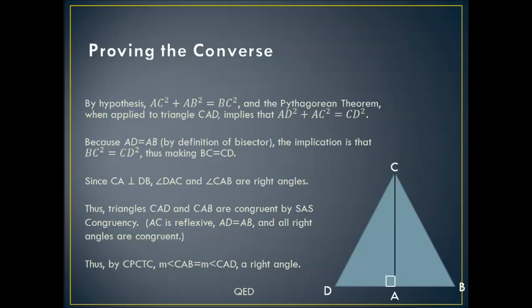making BC equals CD. Since CA is perpendicular to DB, angle DAC and angle CAB are right angles. Thus, triangle CAD and CAB are congruent by SAS congruency, and then by CPCTC, measure of angle CAB equals measure of CAD, a right angle.